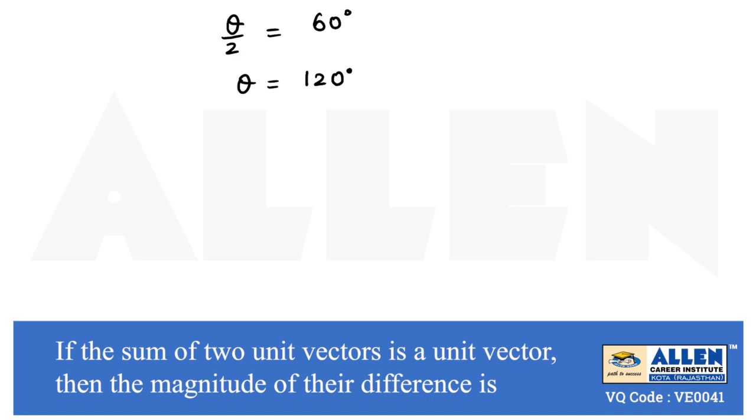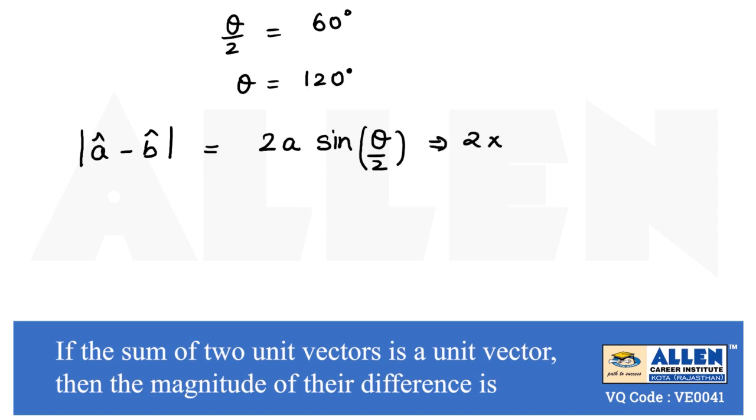Now we will use this angle in the further question, that is we have to find the difference of a cap and b cap, and its magnitude can be given with the help of the formula 2a sin theta by 2. Because the vectors being subtracted are equal in magnitude, we can use this identity 2a sin theta by 2, where small a is the magnitude of the individual vectors. So I will write a, the magnitude of the individual vector, that is 1, into sin theta by 2, where theta is 120 degrees.